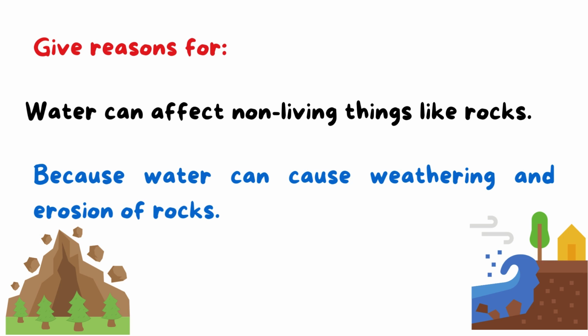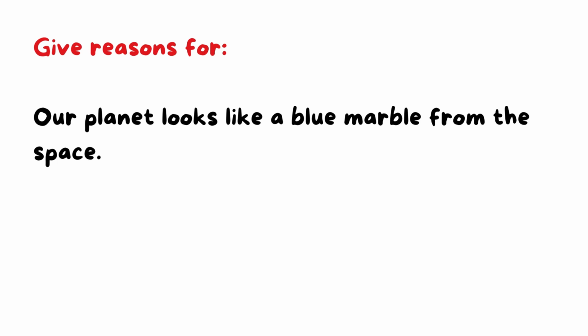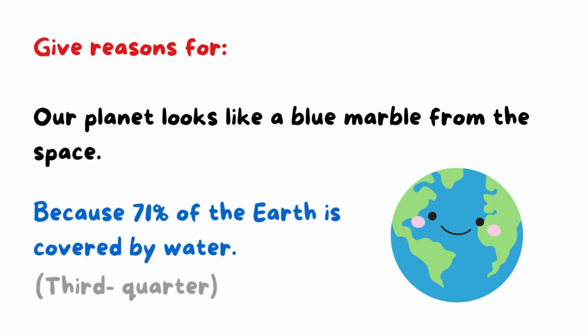Let us move to the third question we have. Give reasons for our planet looks like a blue marble from the space. Why does Earth look like a blue marble? This blue color is for, yes, water that covers the planet Earth. So here is the answer: because 71% of Earth is covered by water. Or we can say that three quarters of Earth is covered by water.